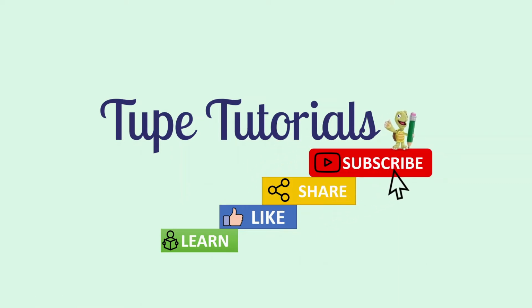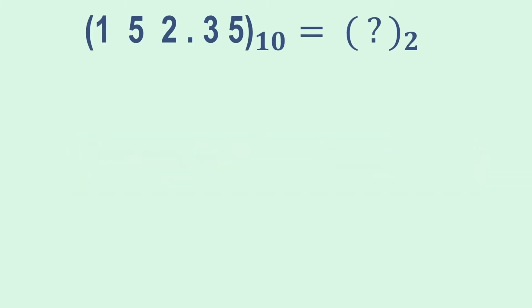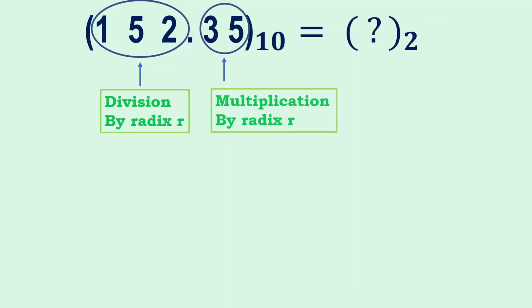Subscribe to my channel. In this video, we are going to see decimal to binary conversion. For that, suppose we have a number 152.35. This is my decimal number and we have to convert it into binary. For the left hand side of the radix point, we will perform division by radix r, and for the right hand side of the radix point, we will perform multiplication by radix r.